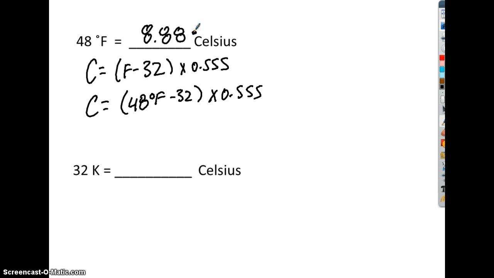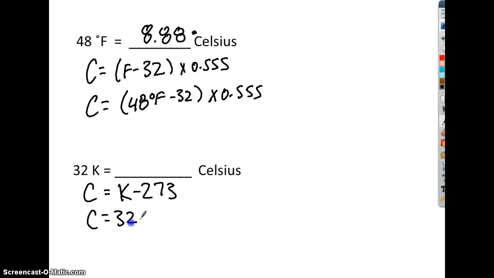Next, if you have not done the next one, pause it, try it, and then we'll go through it. Next we've got 32 Kelvin equals Celsius. So we've got Celsius again, but this time we've got Kelvin. So you want your other equation, which is Kelvin minus 273. So then you want to plug in your stuff.